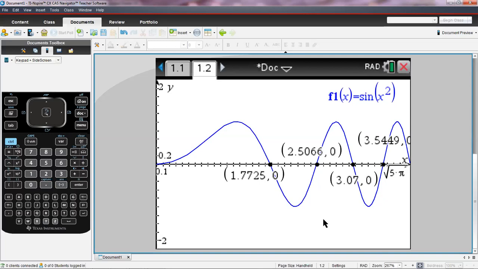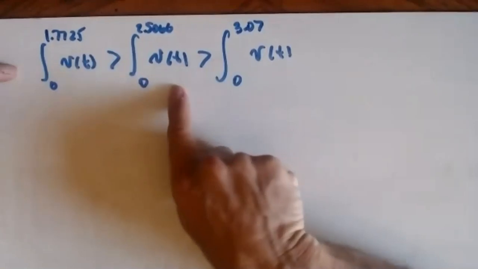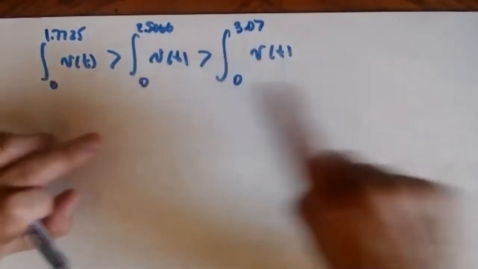Let me just put it here at the board. The integral from 0 to 1.7725 of b of t is greater than the integral from 0 to 2.5066 of b of t, greater than the integral from 0 to 3.07 of b of t, like this. Let me just show you. This is what I write in this one. This area is more than this area, is more than this area, is more than this one, and so on.